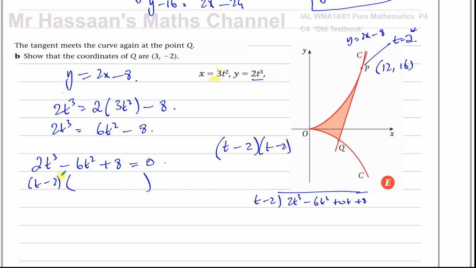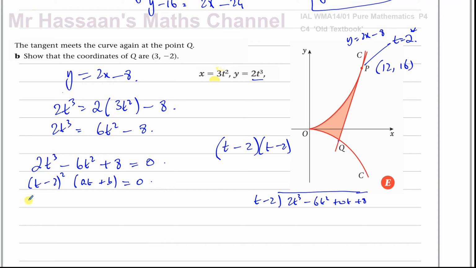So you can say you're going to have (t - 2)² times something. And here you will have a quadratic. So you can say at² + bt + c. Well, in fact, it'll be linear. Sorry, a linear, not quadratic. It'll be a linear. Why? Because this is a quadratic times a linear. So you can say at + b equals 0. So we can find the values of a and b here.